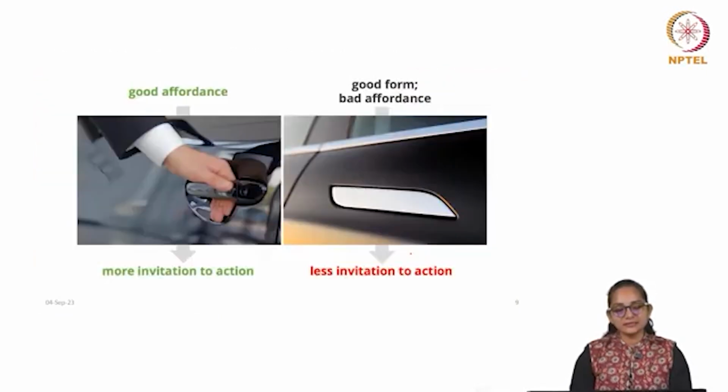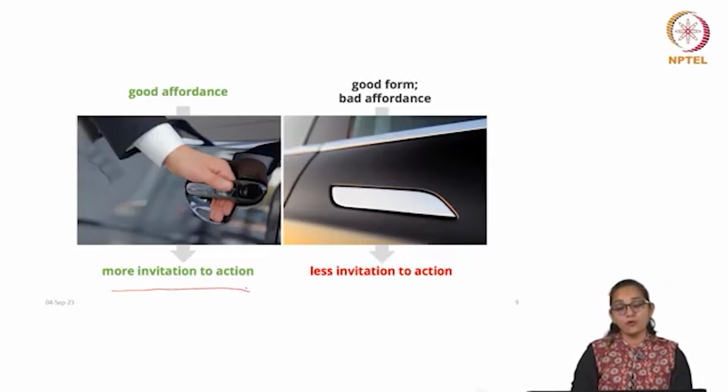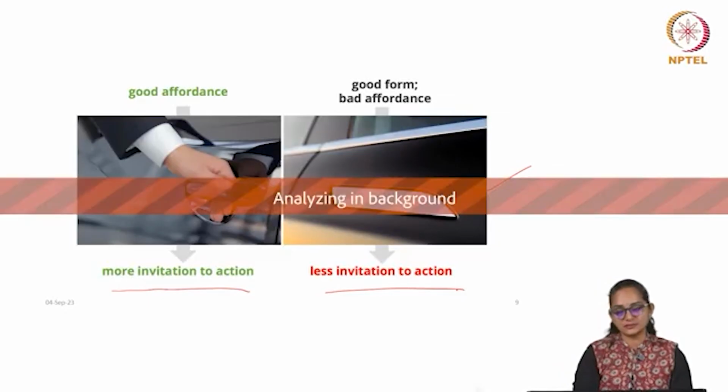So, just to understand, a good affordance means more invitation to action. Good form, it looks nice, this one looks nice, sleek, so finished. This one looks a little more jutted out, and there is this kind of cavity there, which disturbs the overall skin of the car itself. But then this is a bad affordance because there is less invitation to action.